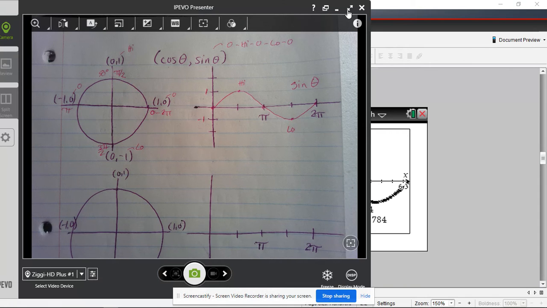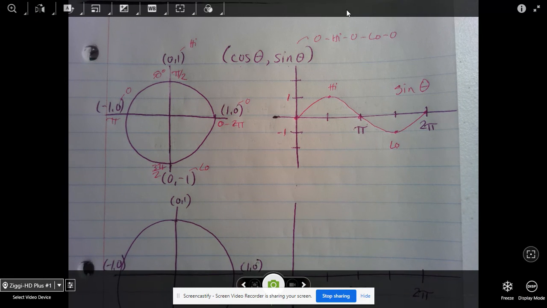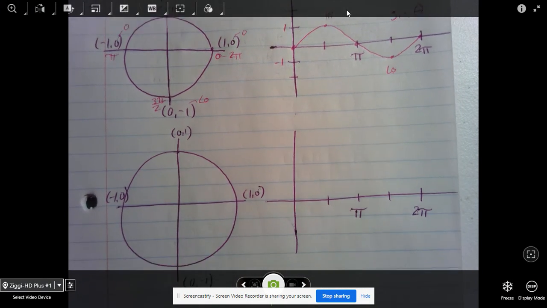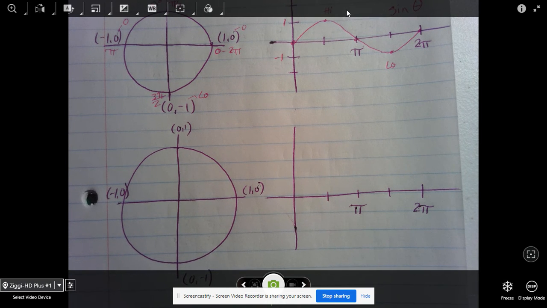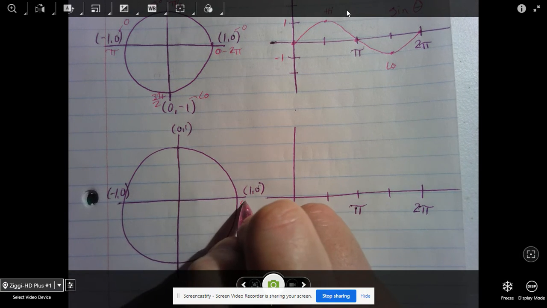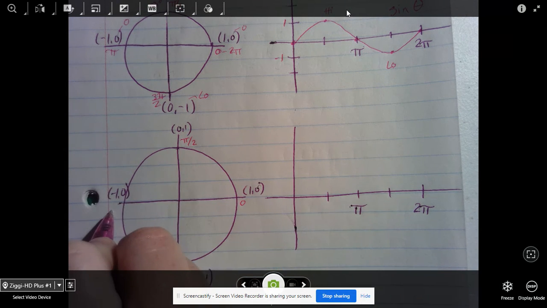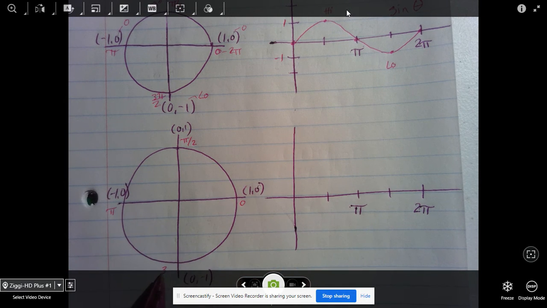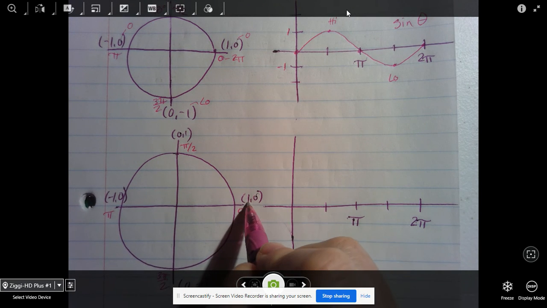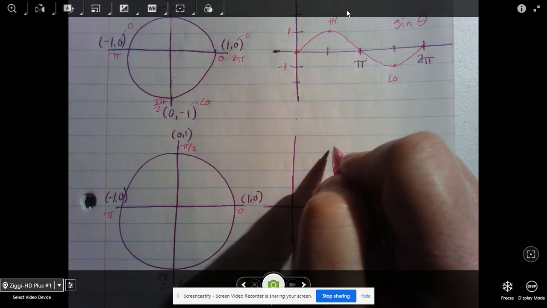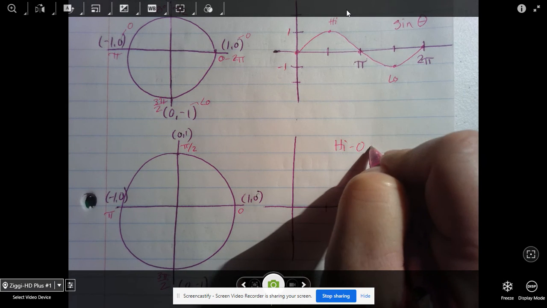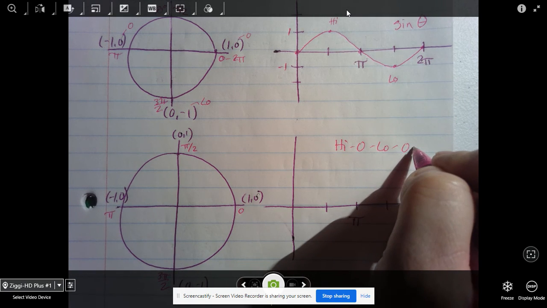So when we come down here to work on the cosine curve, I'm going to do that down here. We still have the same thing happening. This is still 0. This is pi over 2. This is pi. This is 3 pi over 2. So our cosine follows these curves. So the cosine is high, zero, low, zero, high.